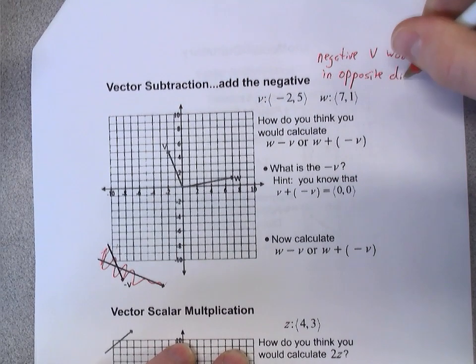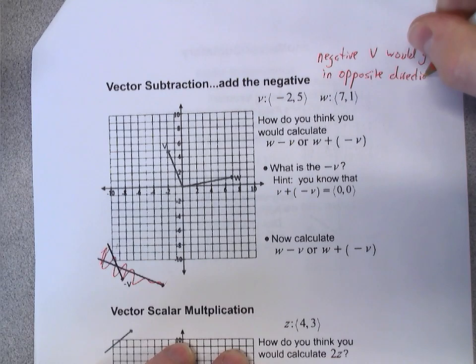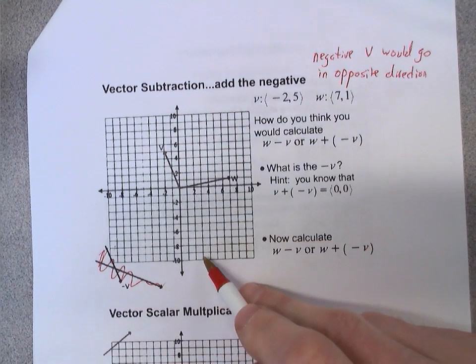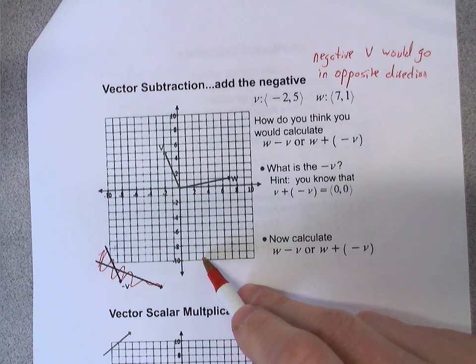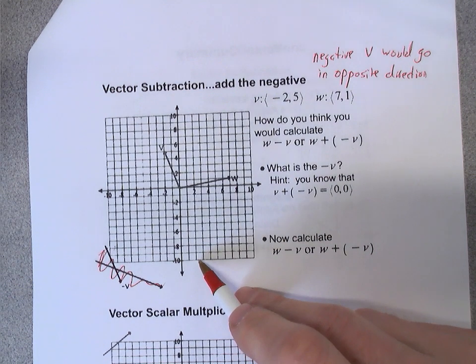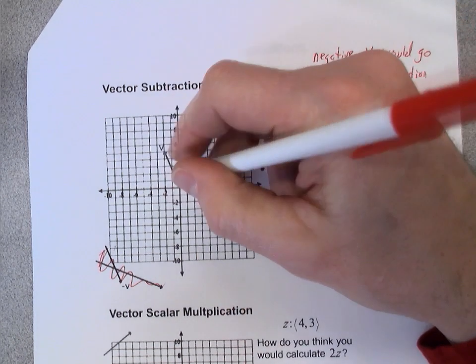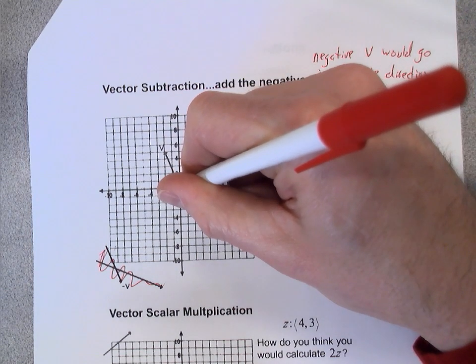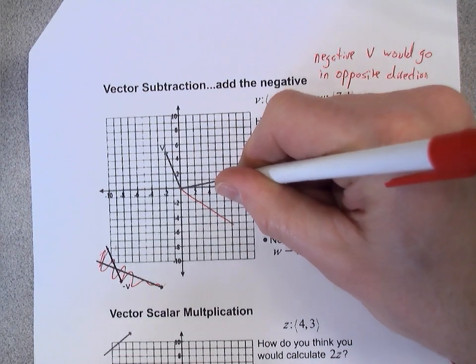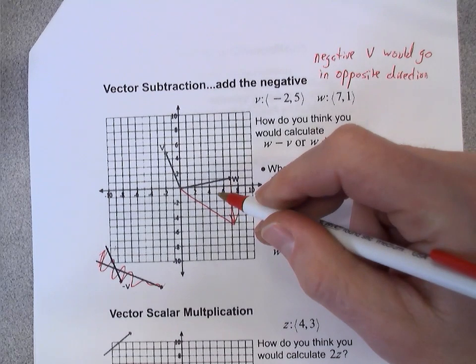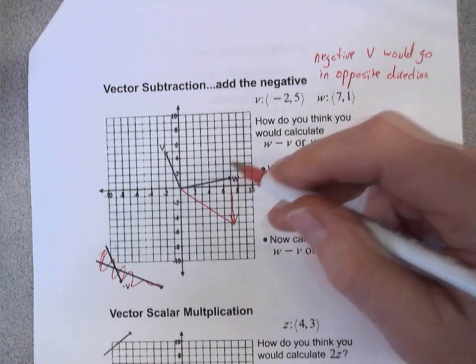Okay, so think of it this way. V is going this way. If we had a negative v, it'd be going in the absolute opposite direction from this one. And the same with w. So that means w would technically be going this way, and v would be going this way. And we can see where we would get that new line.